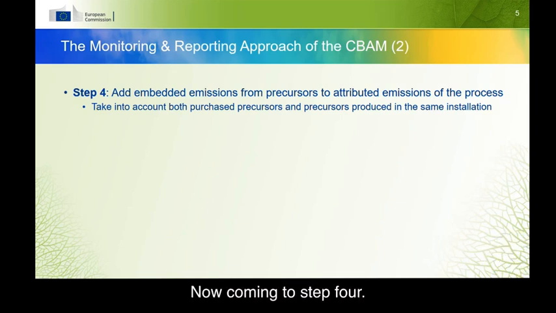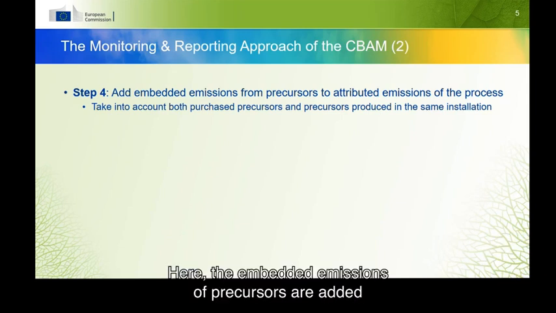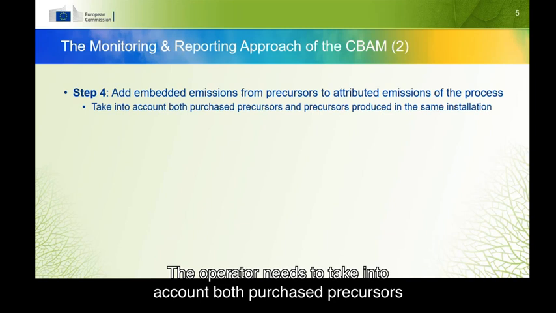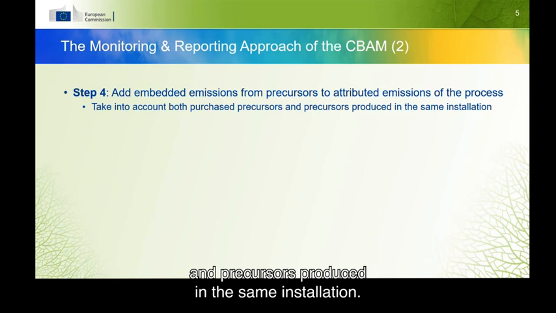Now coming to step 4. Here, the embedded emissions of precursors are added to the attributed emissions of the process. The operator needs to take into account both purchased precursors and precursors produced in the same installation.